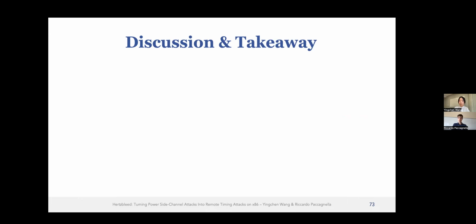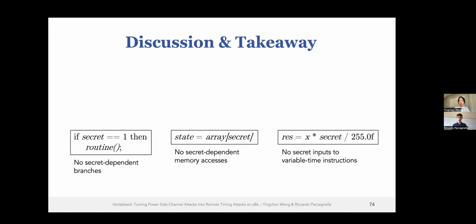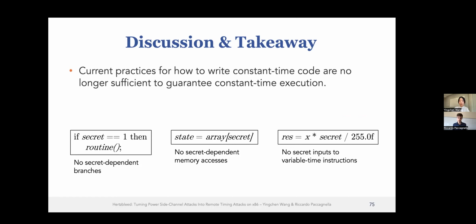SIKE is only an example of the power of Hertzbleed. Now let's talk about the security impact of Hertzbleed beyond SIKE. Timing attacks have been here for 25 years. During these 25 years, people have developed 3 different constant-time programming principles to defend against timing side channel attacks. Hertzbleed showed that current practices for how to write constant-time code are no longer sufficient to guarantee constant-time execution. The reason is that Hertzbleed can turn power leakage into timing leakage.